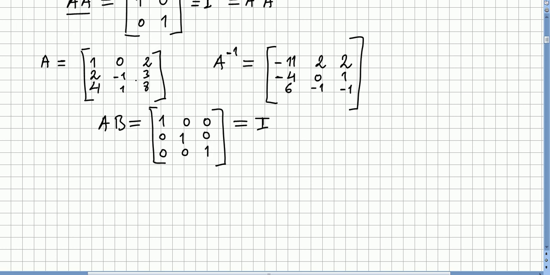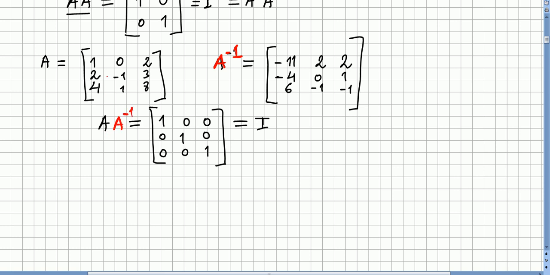Okay, let us pick another example. Here we have matrix A, a 3 by 3, a square matrix, with entries 1, 0, 2, 2, minus 1, 3, 4, 1, 8. And this one is the inverse of A. That's minus 11, 2, 2, minus 4, 0, 1, 6, minus 1, minus 1. So you just perform A times B, where here we are not calling this B anymore, we will be calling this the inverse.